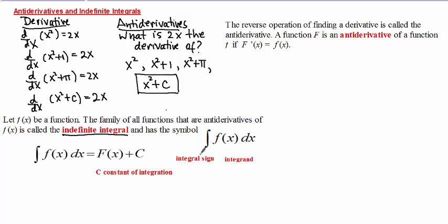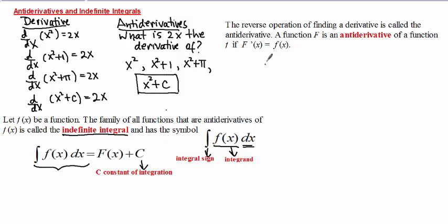So let's discuss this symbol. This elongated sign is called the integral sign. f of x, the function that I'm talking about, is called the integrand, and dx shows me x is the variable that is involved in the antiderivative. This symbol altogether is the indefinite integral, and the answer is this family of functions. Don't forget plus c, the constant of integration.